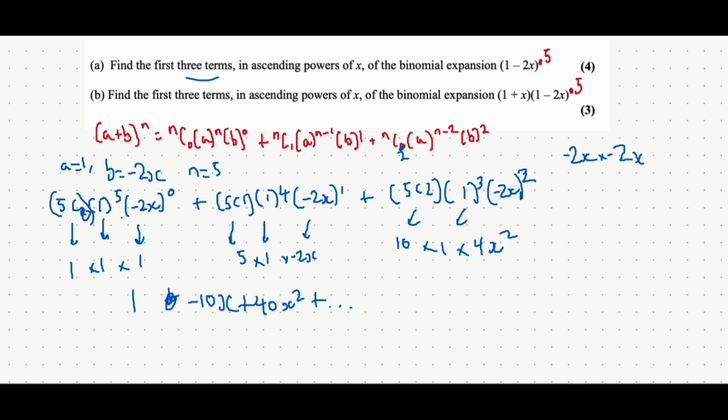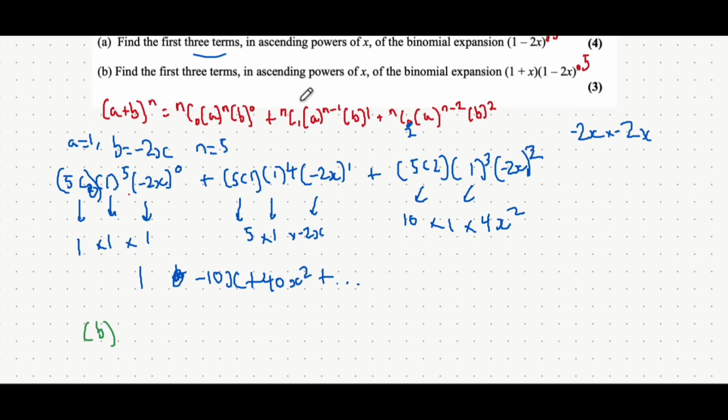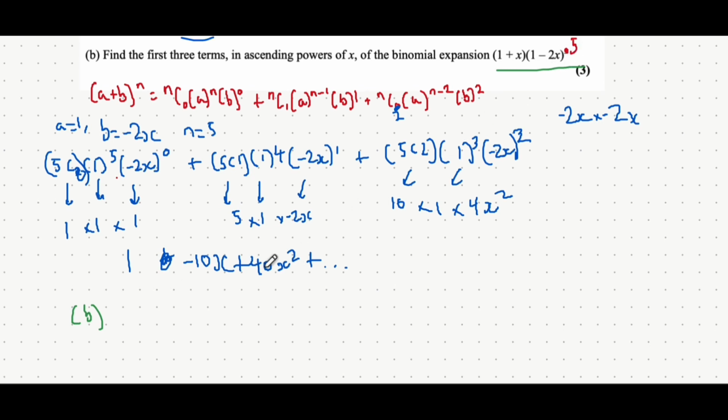Moving on to part B of this question now. I'll change the pen color actually. Let's choose dark green. It's asked you to find the first 3 terms in ascending powers of x of this expression here. How you do that is you actually use the expansion that you found and you replace 1 minus 2x to the power of 5 with that expansion, and you multiply that by 1 plus x. So we write 1 plus x multiplied by everything that we found so far for the expansion: 1 minus 10x plus 40x squared.